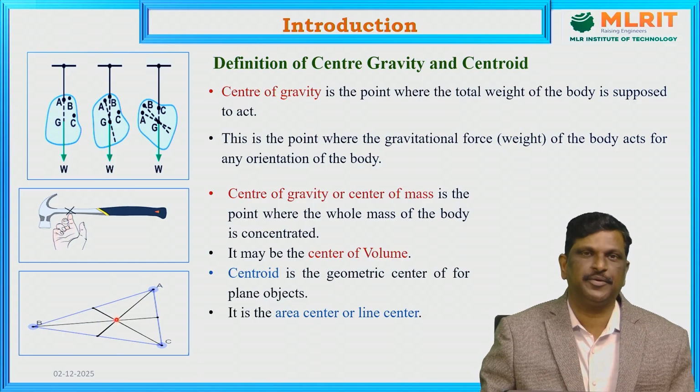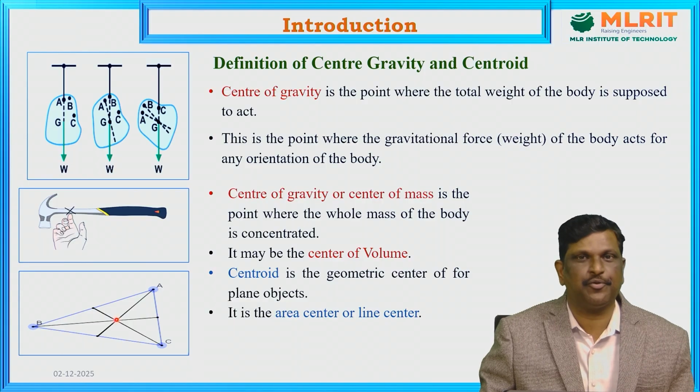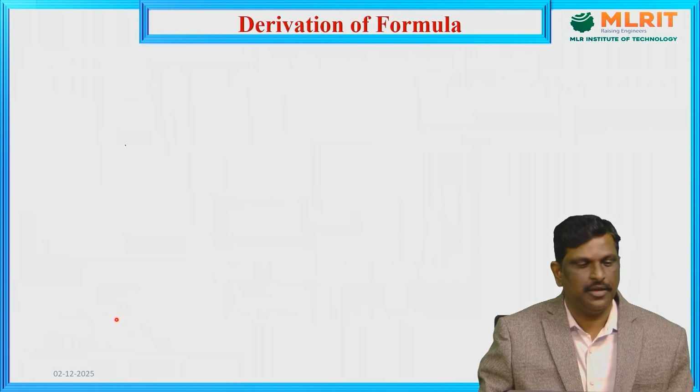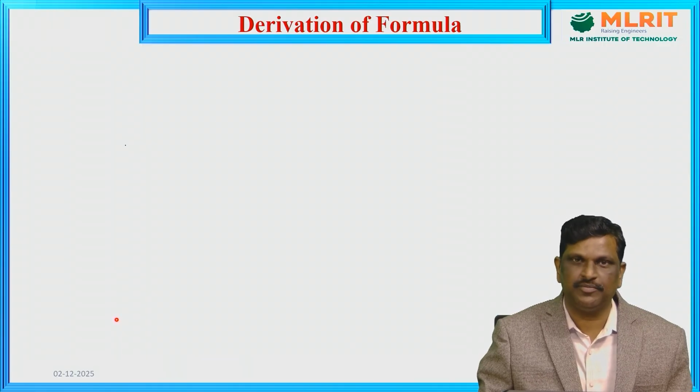Now, in the coming videos of this lecture series, we are going to find the analytical formula for finding the centroid of different shapes like rectangle, triangle, semicircle, quarter circle, etc. Let us see the derivation of the general formula for finding the center of gravity and also the centroid.